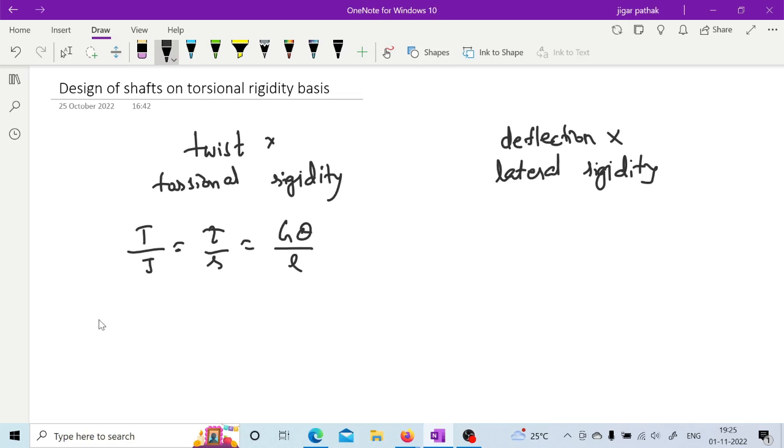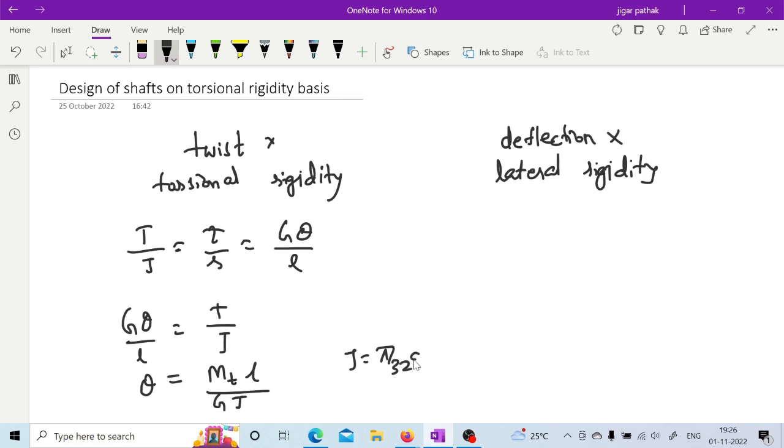G theta by L is equal to torque upon J. So this will give you theta is equal to the torque, which we can also consider as Mt, the torsional moment, so Mt or T into L upon G into J. If you consider J equal to pi by 32 d raised to 4, then G will be as it is, and L will also be as it is.